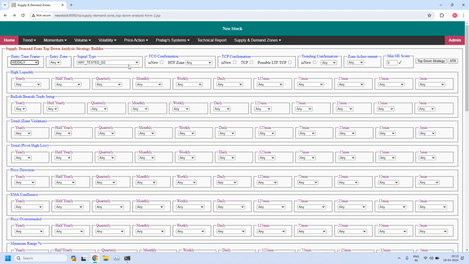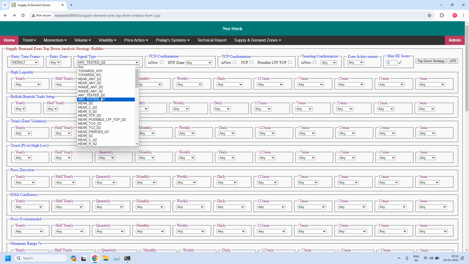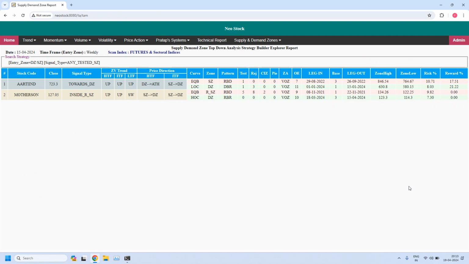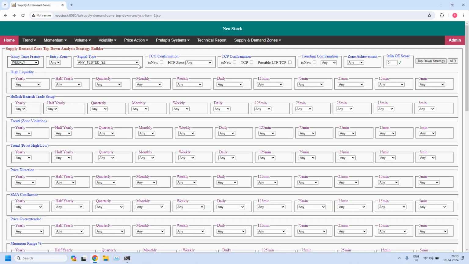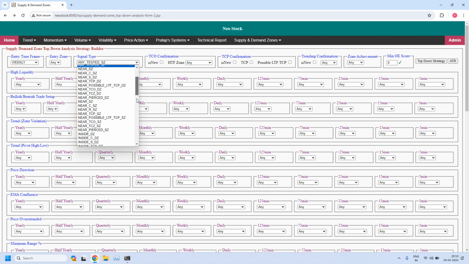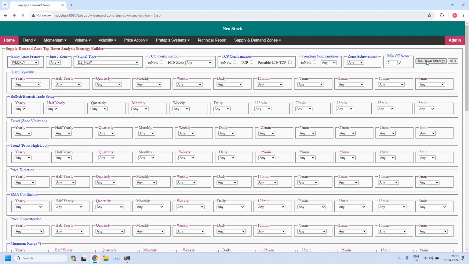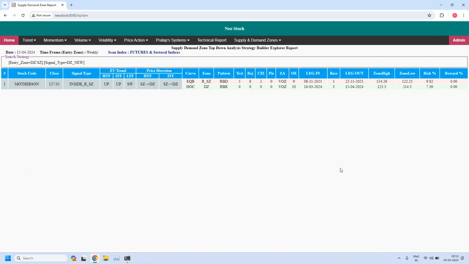For weekly time frame, let us find the tested weekly supply zones during this week. So only 2 weekly supply zones are tested. Okay, let us find the newly created zones. Let me go back. For weekly time frame, let us find the stocks having newly created weekly demand zones. This is the only one stock having a newly created weekly demand zone.